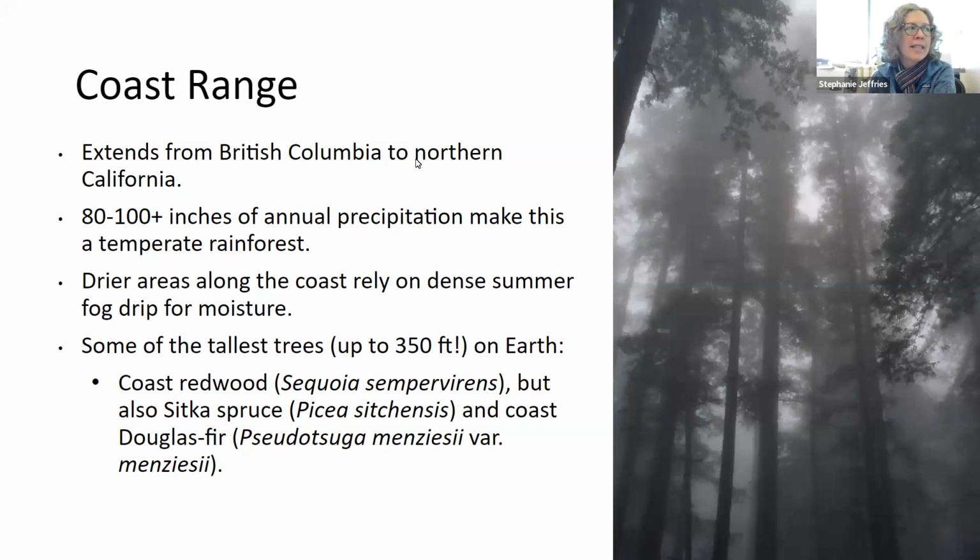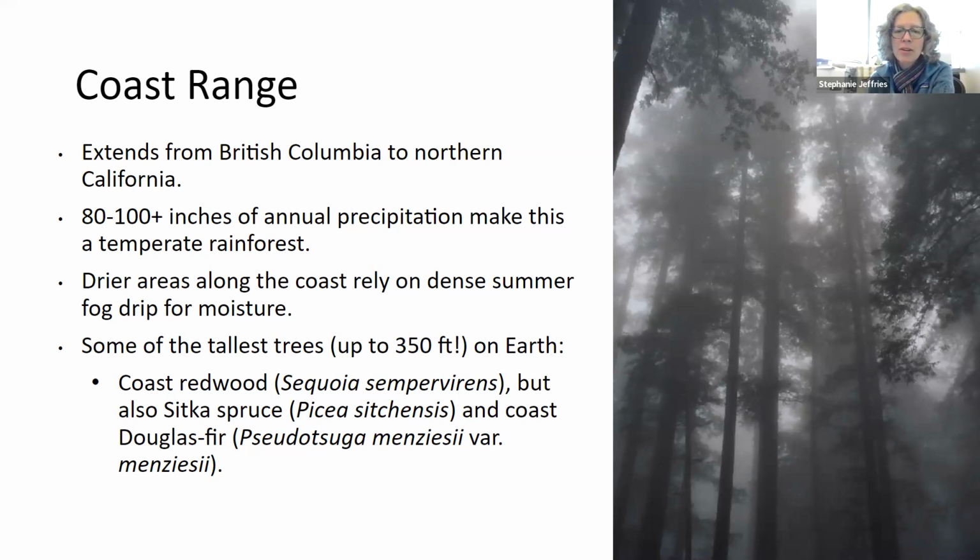The drier areas that are along the coast rely on fog drift, so that's another source of precipitation. So those are some of the ones into California. And these forests are home to some of the tallest trees on Earth. Y'all learned about Hyperion, the tallest coast redwood tree, 350 feet tall. But also just because of the moisture and growing conditions in these forests, it also has some of the world record trees for Sitka spruce and Douglas fir.